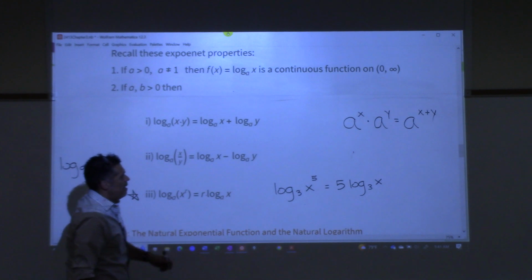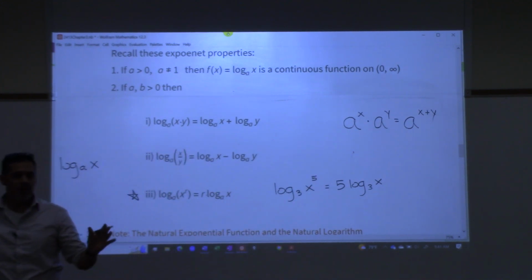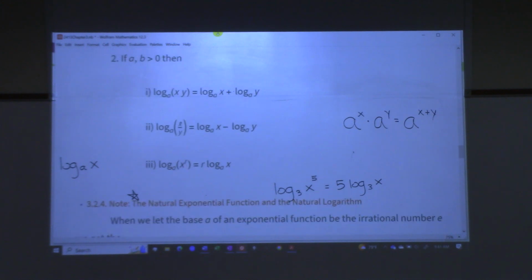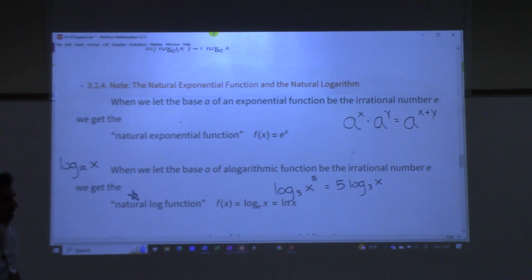Back when we were talking about exponentials, I said there's one very special one, right? When it comes to logarithms, what's the very special one? The natural log. It's the one that is the inverse of e to the x.